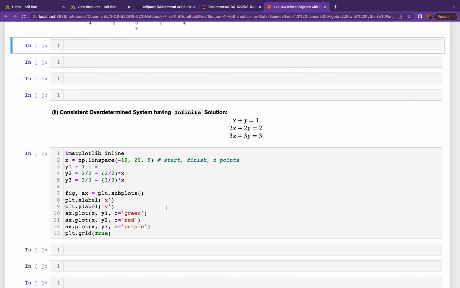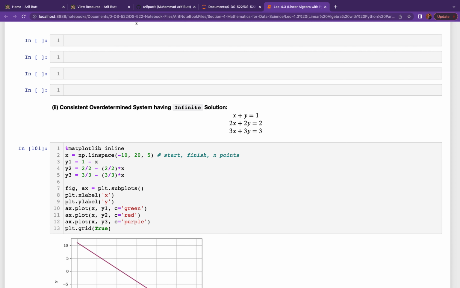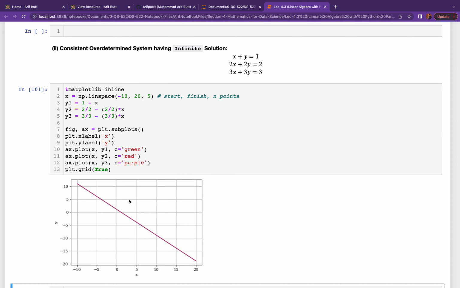Let me talk about this. This example also has three equations and two unknowns, so this is also an overdetermined system. And if we plot the three corresponding lines, we get a single line, that is, the system has infinite solutions. And if you closely observe these three equations, they are actually the same, having the same slope and the same y-intercept.